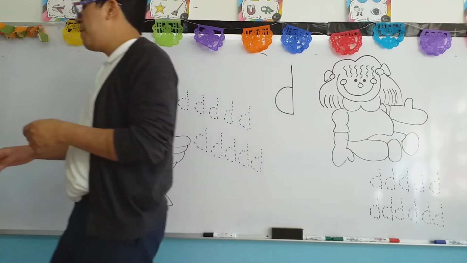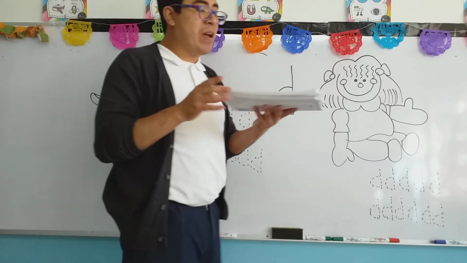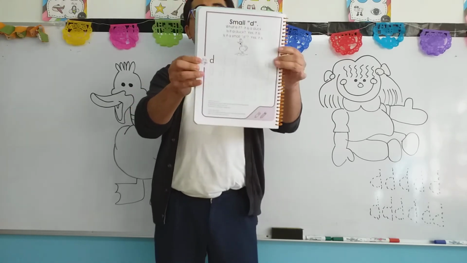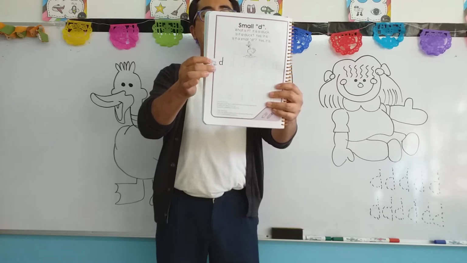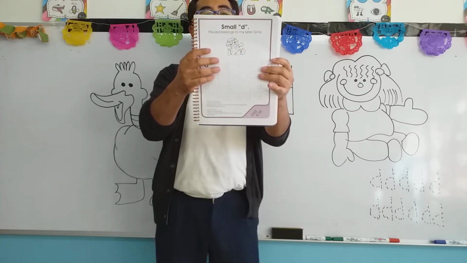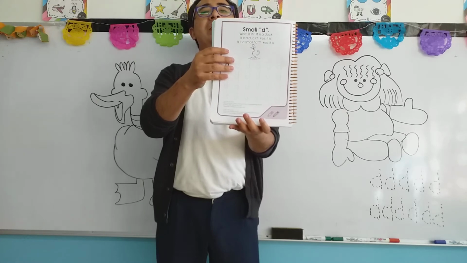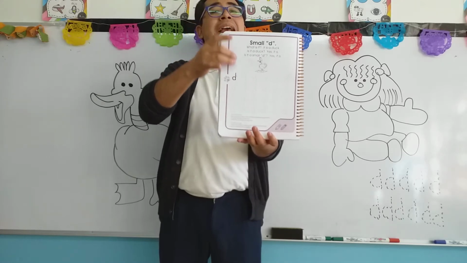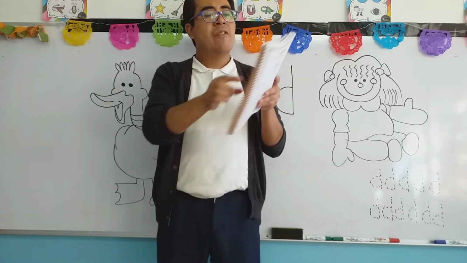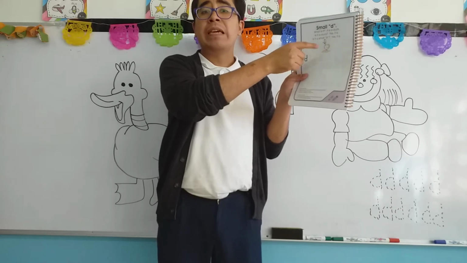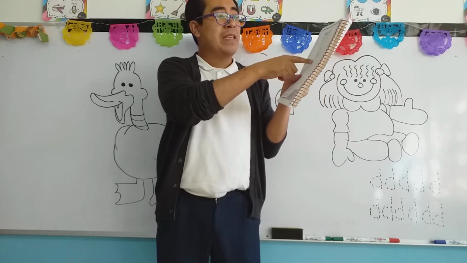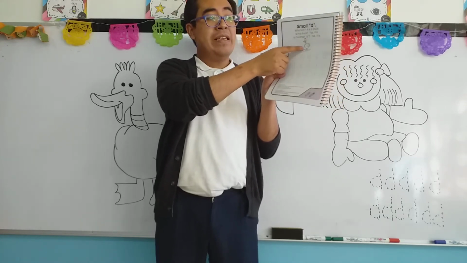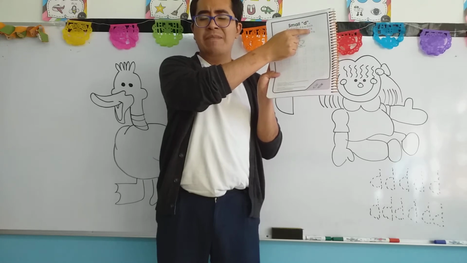Very good. So, the activities of today, once again, they are located in your teddy book, pages 70 and 71. As you can see here, the activity is divided in three parts. The first part says small d and has a small sentence. It says, what is it? ¿Qué es? It's a duck. Es un pato. Is it a duck? ¿Es un pato? Yes, it is. It is small d. Es la D minúscula.